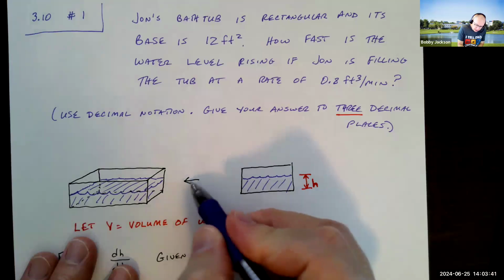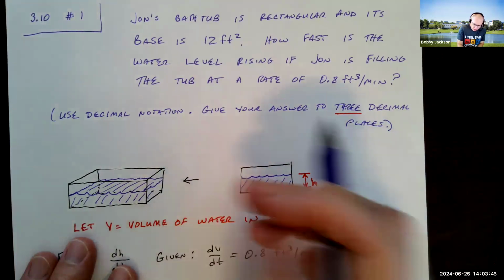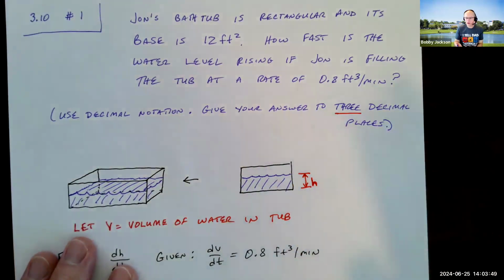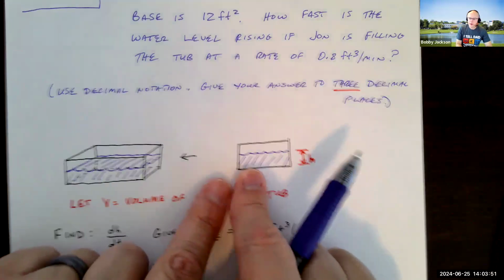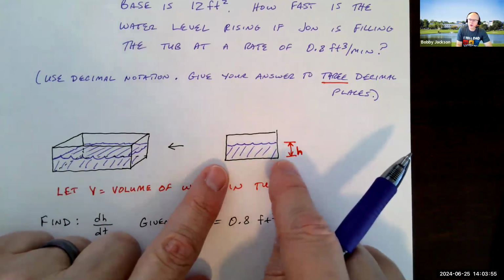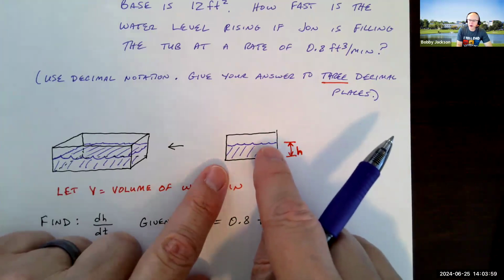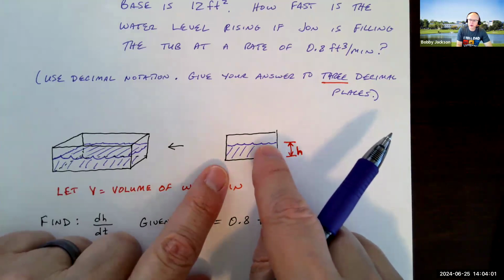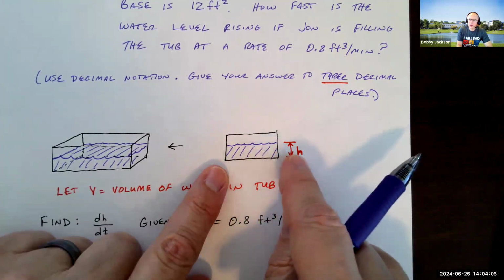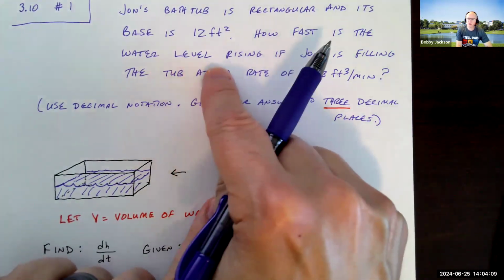But what I want to do is take a look from the side here, and what I would see is just this rectangular end. If we made the bathtub out of glass, so it's see-through, you would see the water level there. And what I want to denote is the height of that water level. I'm going to call that H: how high above the bottom of the tub is the top of the water. That's important because we're asked how fast is the water level rising.